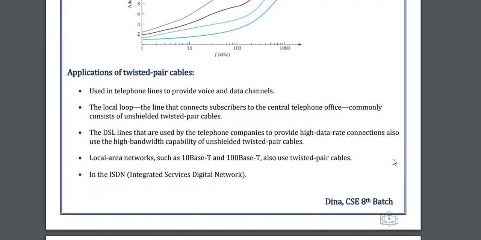The applications of twisted pair cables are given here. The basic application of twisted pair cables which we use in our home is our internet or broadband cable, which is connected with our modem, routers, and our PCs. In this section we also use ISDN, which stands for Integrated Services Digital Network.